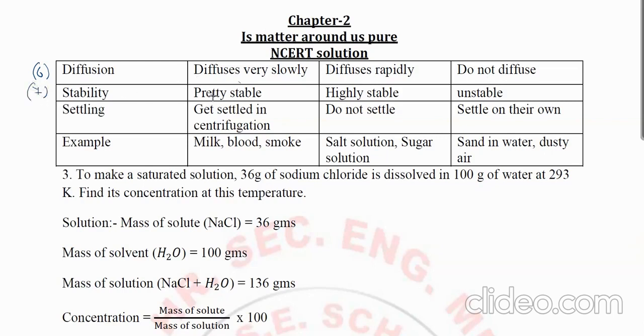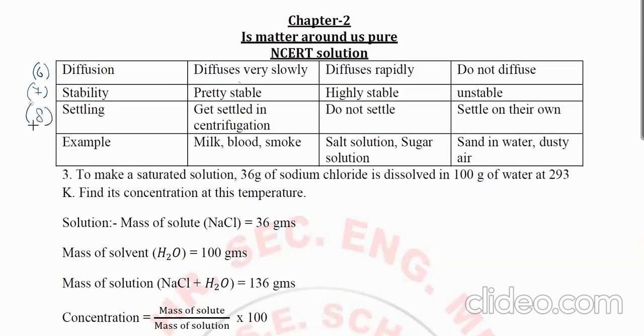So, sols are pretty stable. They are pretty stable, meaning due to the presence of small particles, they are generally not volatile, they are stable. While the solutions are highly stable, you cannot see the particles which are moving inside it, so therefore they are highly stable. You will see that there is no kind of motion happening in the solution. While in case of suspension, the motion of the particles is easily seen. Okay, so it means it is unstable.